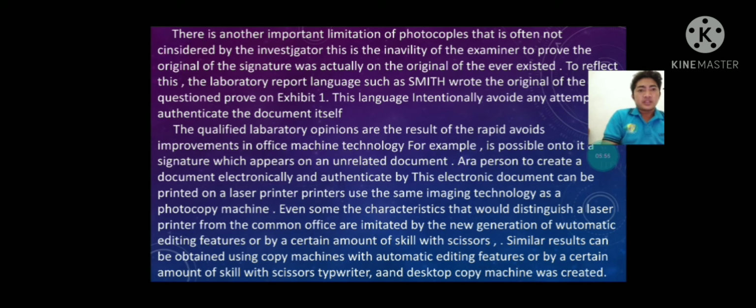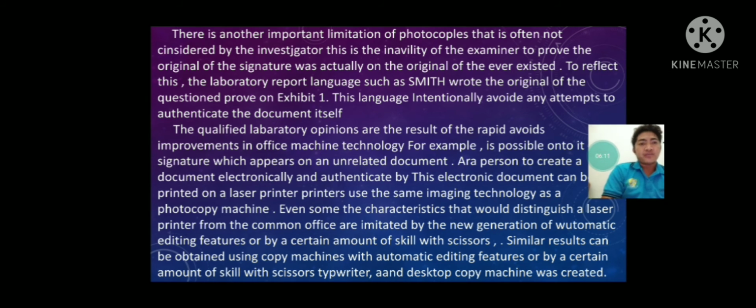There is another important limitation of photocopies that is often not considered by the investigator. This is the inability of the examiner to prove that the signature was actually on the original, or that the original ever existed. To reflect this, the laboratory uses language such as "Smith wrote the original of the questioned signature on Exhibit 1." This language intentionally avoids any attempts to authenticate the document itself.